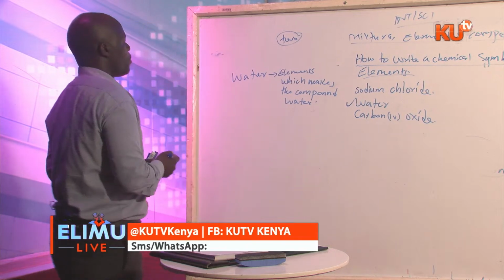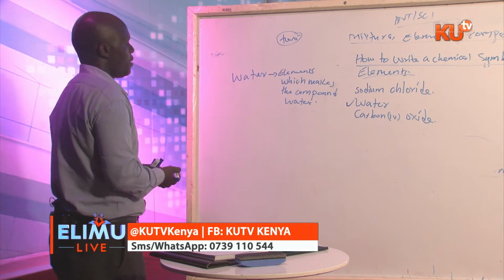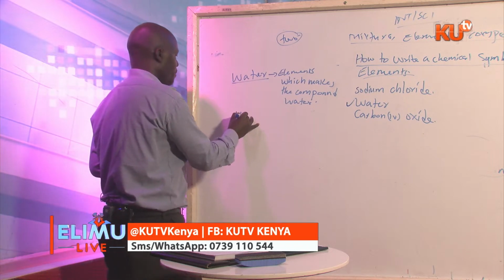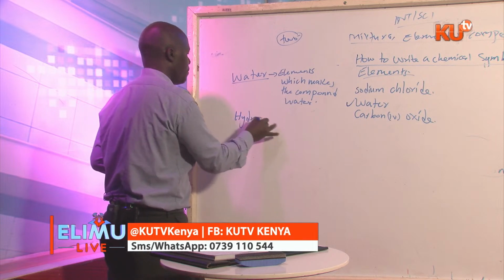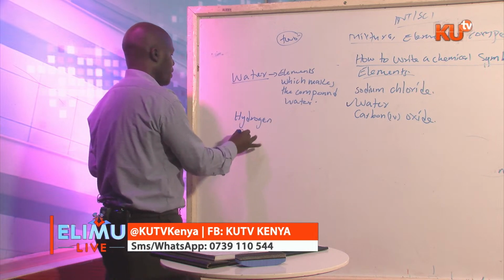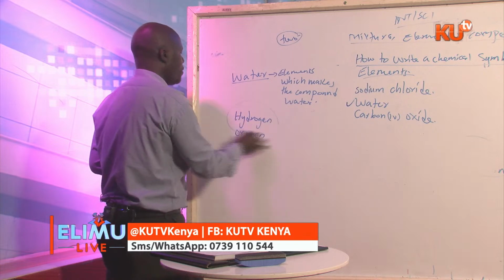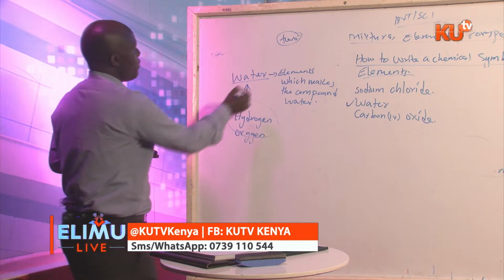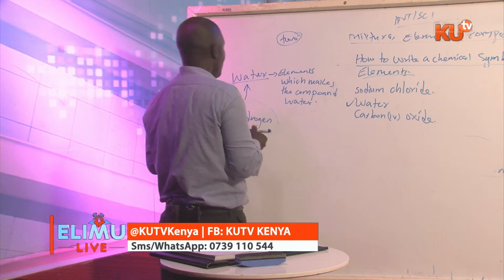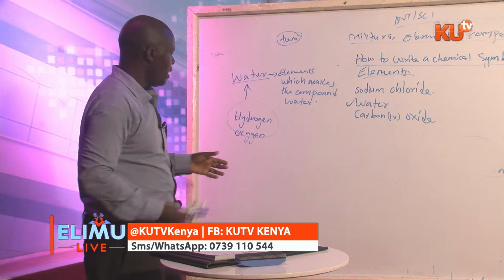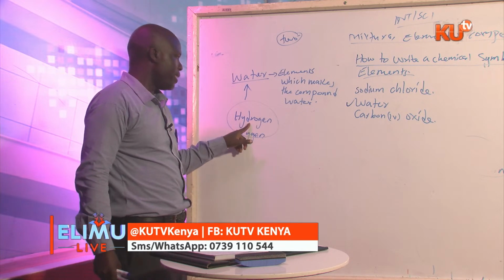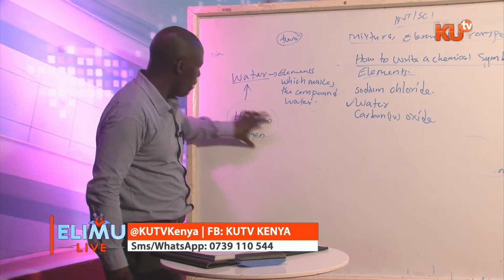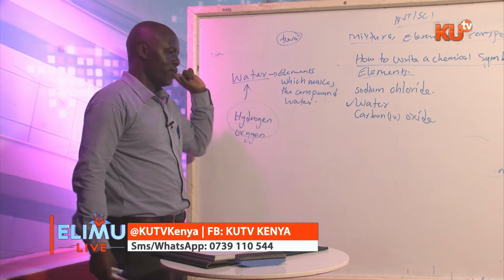So which are these elements? In water as a compound, we have hydrogen, then we have oxygen. Combined together, we form a compound called water. So when we want to derive the chemical formula for water, we must consider the number of atoms of hydrogen and also the number of atoms of oxygen which chemically combine together to form the compound water.